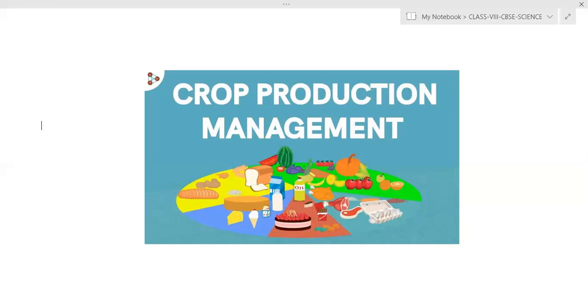Crop rotation. When only one type of crop is grown in the same field, the yield decreases due to depletion of soil. To overcome this, different types of crops are grown in the same field in a way that they replenish the nutrients in the soil. Crop rotation is one of the oldest and most effective ways to add nitrogen to the soil.